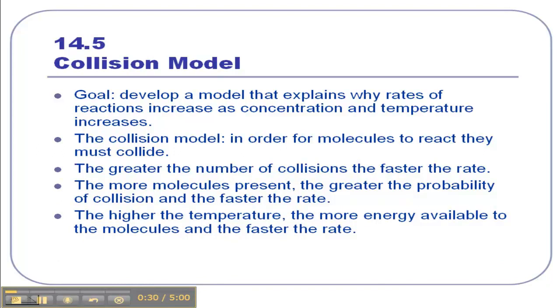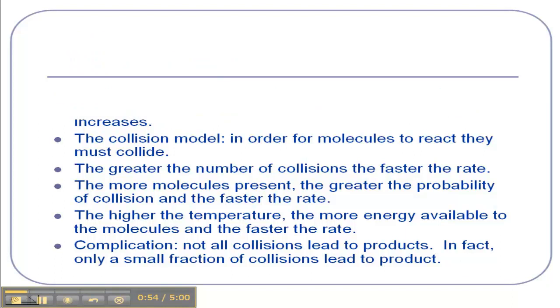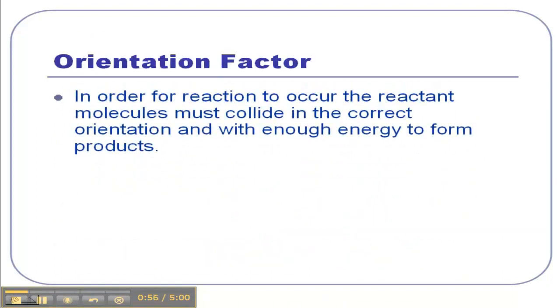So the higher the temperature, the more energy there is available to the molecules, and so they're going to move faster and they're going to collide more. Now here's the complication. Not all collisions are going to lead to products. In fact, just a small fraction of collisions lead to products. So there are three factors that affect the rate at which a chemical reaction occurs, and we're going to look at those. So we have our orientation factor.